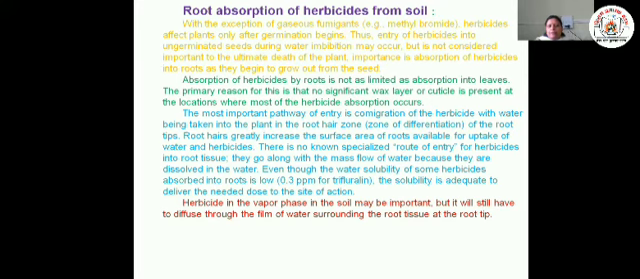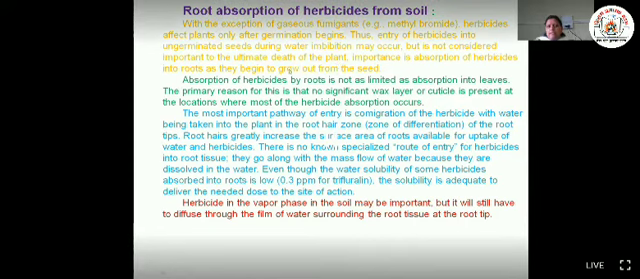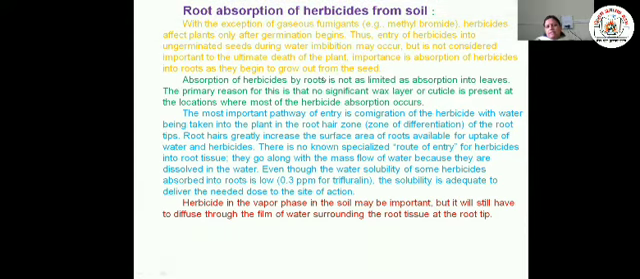Under that, root absorption of herbicides from the soil is also a mode of action. With the exception of gaseous fumigants like methyl bromide, herbicides affect the plant only after germination begins. Thus, the entry of herbicides into ungerminated seeds during water imbibition may occur, but it is not considered important to the ultimate death of the plant. Okay, we require the death of the plant. Important is the absorption of herbicides into the root as it begins to grow out from the seed.